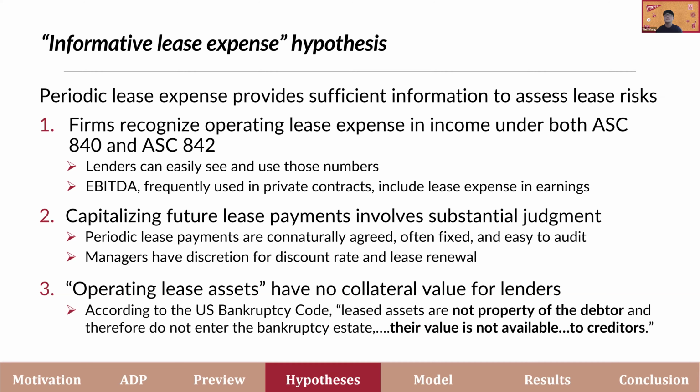Under the US Bankruptcy Code, leased assets are not property of the debtor. That is, you don't own that piece of equipment that you lease, and if you default, you're going to have to return that property that you lease, not to the lender, but to the lessor. So that leaves lenders on the hook. Essentially, there's no collateral value to be derived from leased assets. So that's the third argument that we put forth in support of the informative lease expense hypothesis.